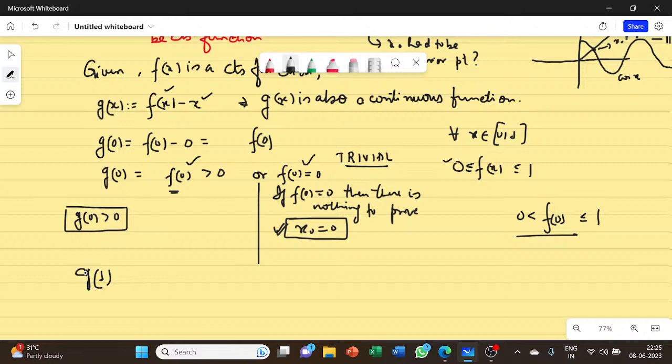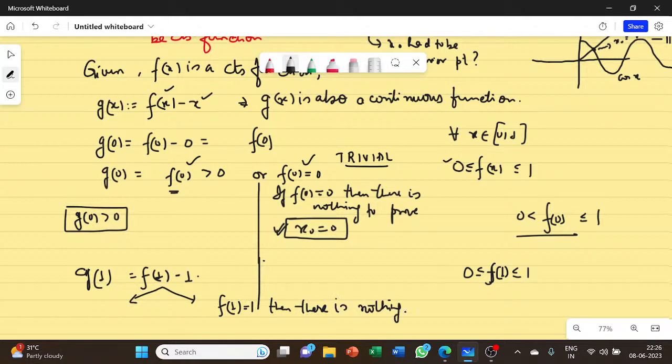Now let us try to find what would be g of 1. g of 1 would be equal to f of 1 minus 1. Now I already know that my f of x lies between 0 and 1, so I can here also write that my f of 1 will always lie between 0 and 1 only. This is because f of x lies between 0 and 1 for all x belonging to [0,1], so f of 1 will also lie between 0 and 1. So if your f of 1 is equal to 1, I'm writing here there are two cases again. If f of 1 is equal to 1, then again there is nothing to prove.